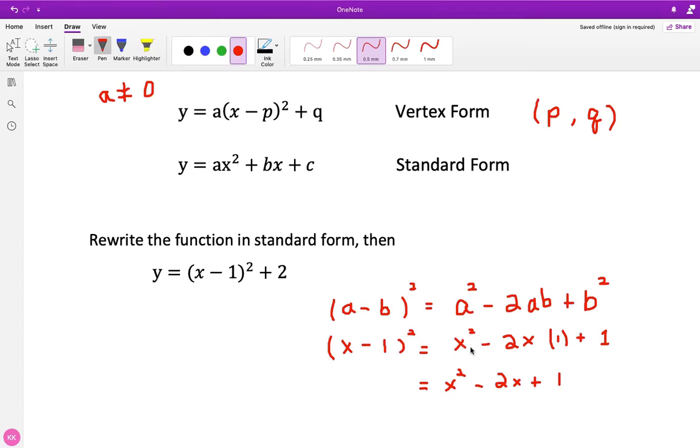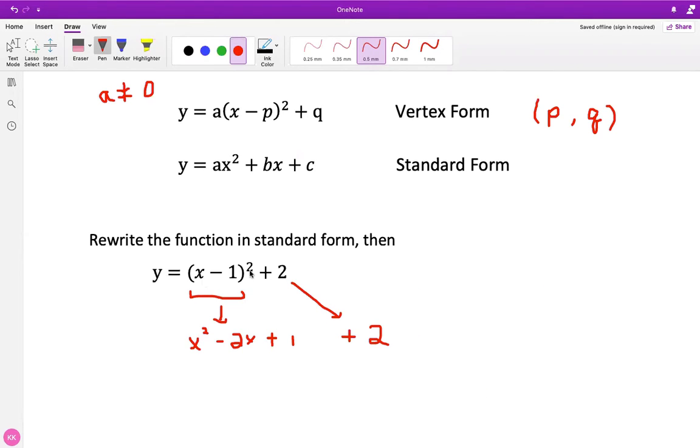So I got x squared minus 2x times 1 plus 1 squared, which gives us x squared minus 2x plus 1. So (x minus 1) squared, I can rewrite this expression as x squared minus 2x plus 1. And I'm going to add 2 in this equation. And I get y equals x squared minus 2x plus 3. And this is my standard form of this equation.